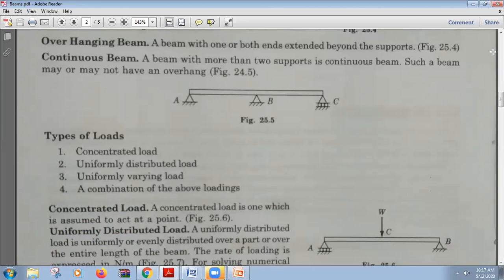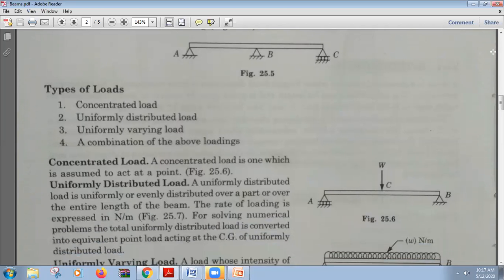Because we will be going on to study shear force and bending moment diagrams, before understanding shear force and bending moment diagrams, we must be clearly able to understand the types of loads also. So let us see the types of loads.